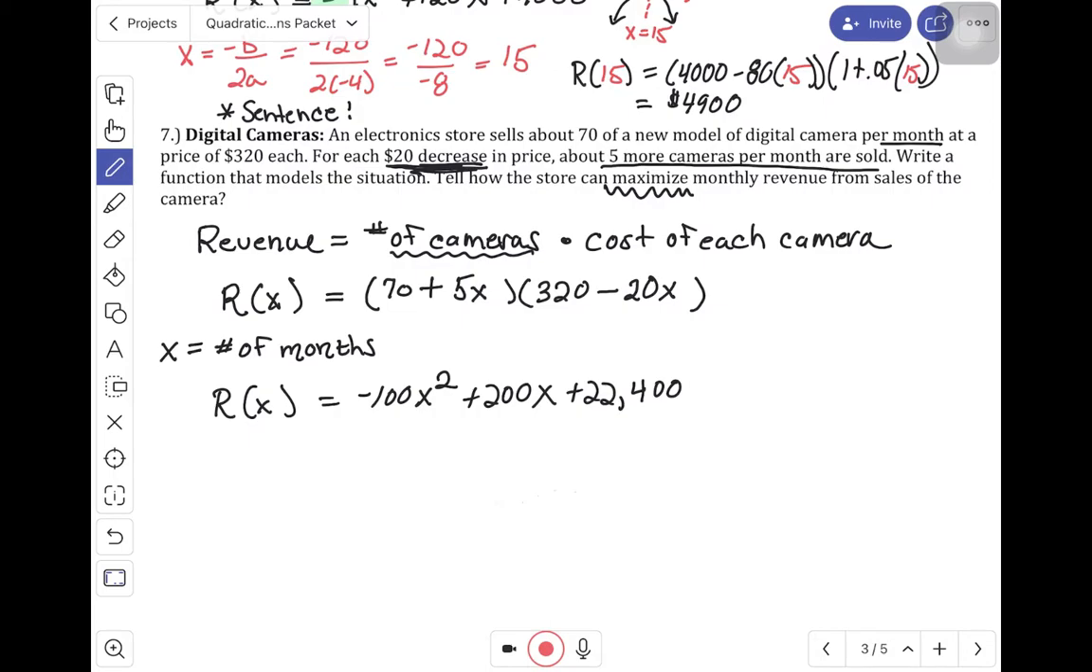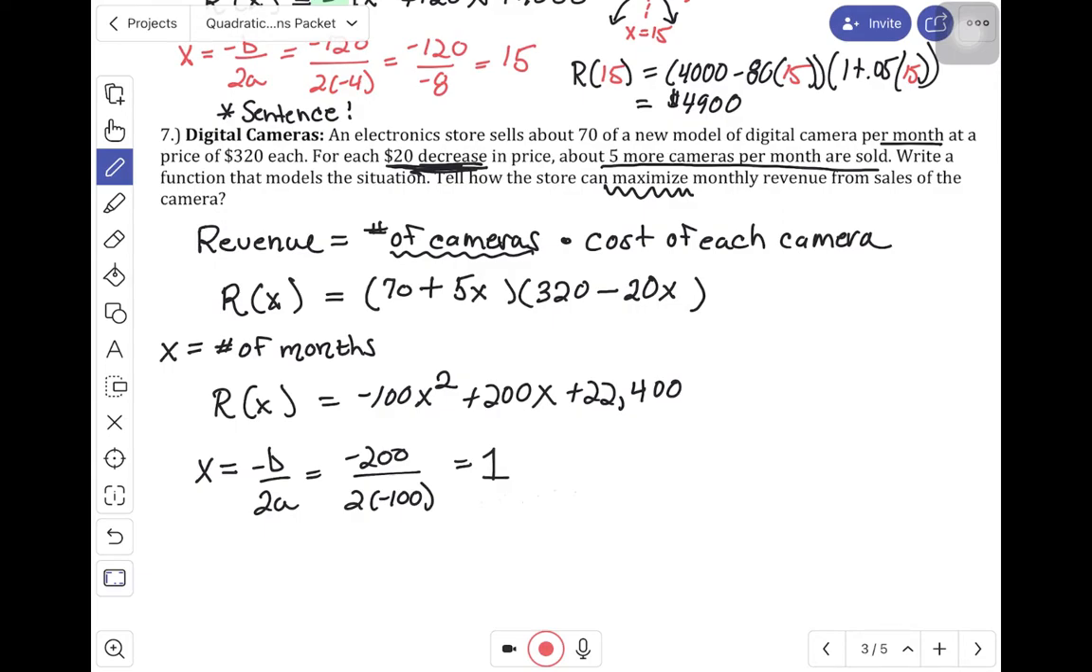So again, whenever I'm asked to maximize something, I need to think max, and max is just a type of vertex. To find the max, or to find the vertex, we always have to find the x value first. So we have to do negative b over 2a. In this case, that'll be negative 200 over 2 times negative 100. And that's just going to be 1. So really, I max out after just knocking 20 bucks off the price. So that's how we're going to go ahead and maximize that revenue.